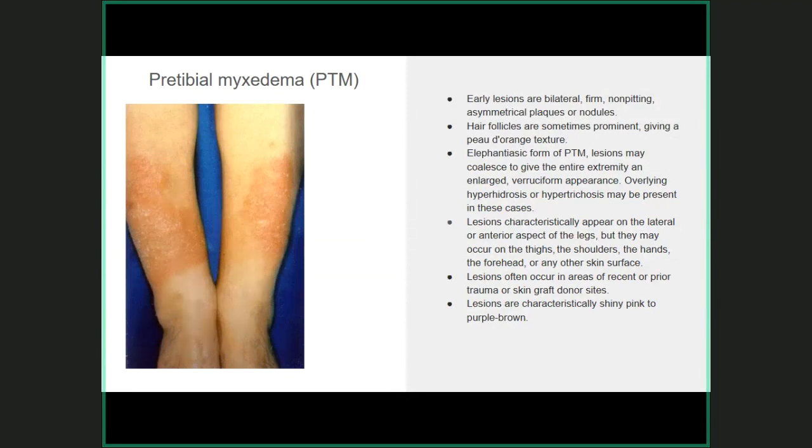The lesions characteristically appear on the shins, lateral or anterior aspects of the legs, but they can occur on thighs, shoulders, hands, pretty much any other skin surface as well. They can also occur at areas of recent or prior trauma, donor sites, and usually are pinkish, brownish color.